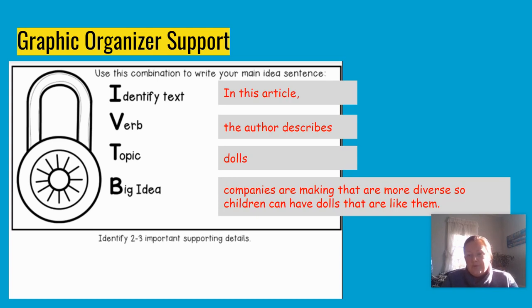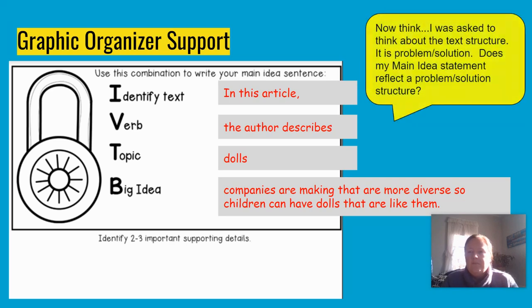So this is going to be our dynamic main idea statement that we're going to use to start off our summary. We need to think, though, first. I was asked to think about the text structure. It is problem solution. Does my main idea statement reflect a problem solution structure? So the problem was that dolls weren't diverse, and the solution is that companies are making dolls to reflect the diversity in society. My main idea statement says, in this article, the author describes dolls companies are making that are more diverse so children can have dolls that are like them. Excellent. I think it reflects the problem solution text structure very well.